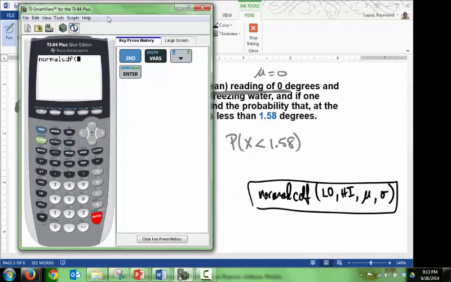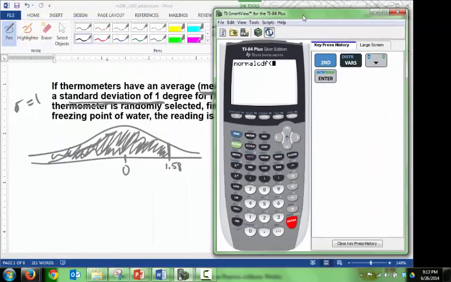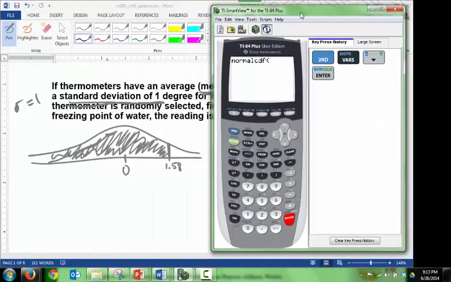So normal CDF, low and high. Now, this is where the graph would come in handy. Just by drawing the graph, I can see that my high, my shaded region, right? So I'm looking for what's bounding my shaded region. I look at my high as 1.58. My low, what did I say about the normal distribution? It goes all the way to negative infinity.